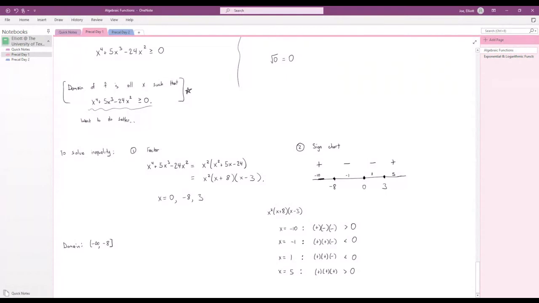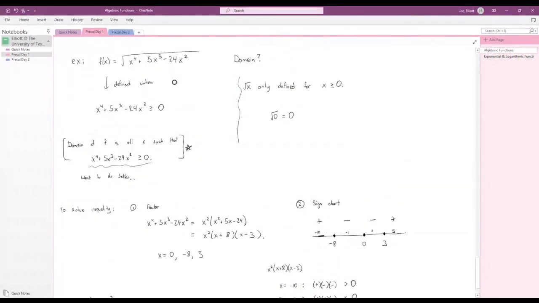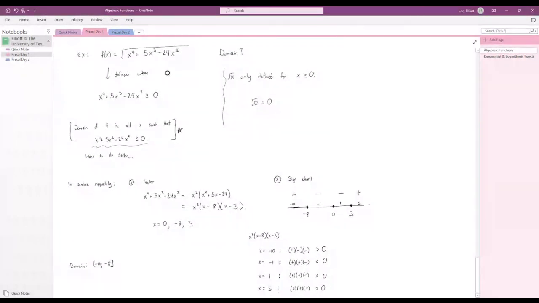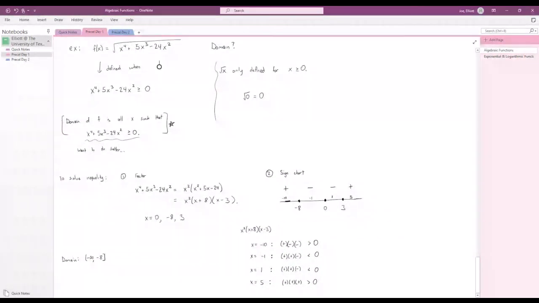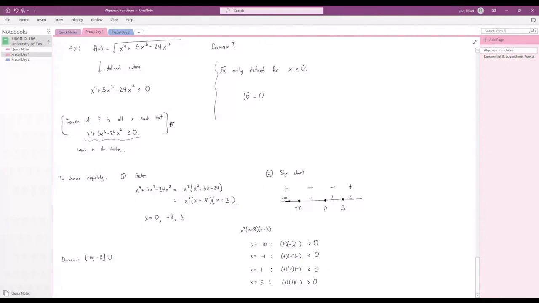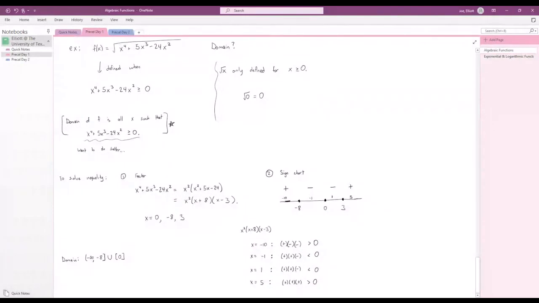Now it's negative between minus 8 and 0, and that would make our function undefined. So the interval minus 8 to 0 should not be in the domain. When x is equal to 0, the inside of the square root becomes 0, and that does work. That is defined. So I'd want to include 0 in the domain. I think I saw someone do this.